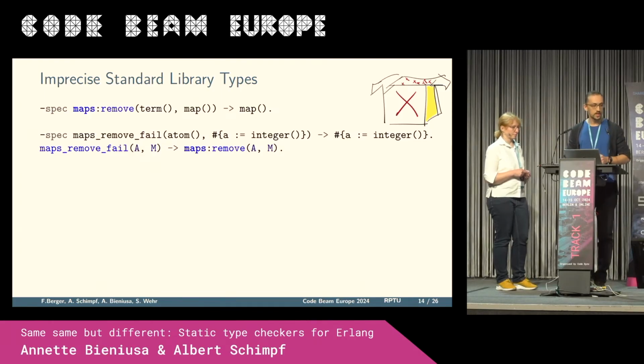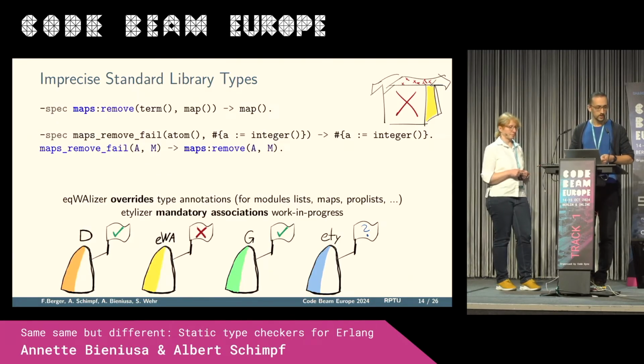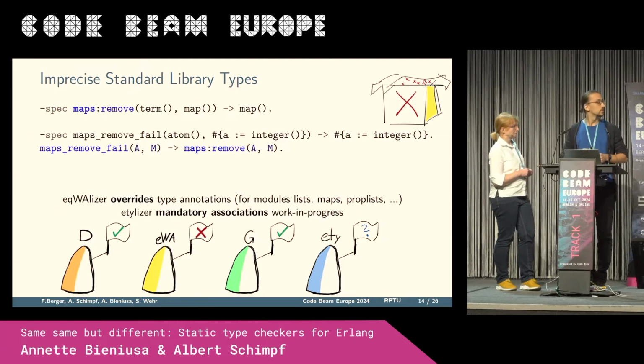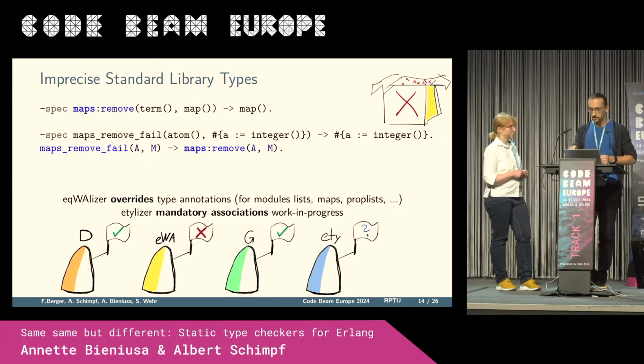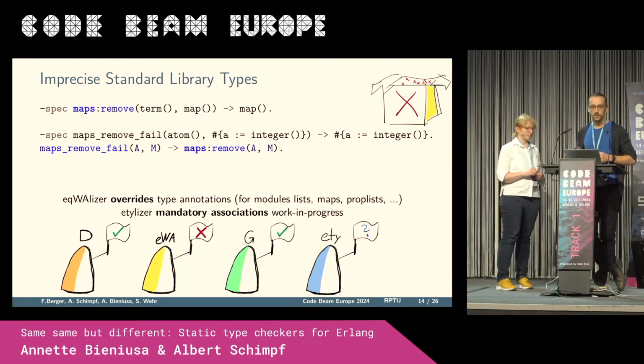The problem is the standard library annotation for map remove doesn't say anything about the contents of the map, and the other type checkers have no possibility of doing anything with that type annotation, and they just say, well, everything's okay. Just a small disclaimer, we just recently published our maps implementation, and these mandatory associations are work in progress, and this is one part of the not implemented bar, which will be fixed later. So this is quite nice that eqWAlizer actually refines types by themselves, and hopefully at some point these refined type annotations make it into the Erlang standard library, and the other tools can benefit from that.